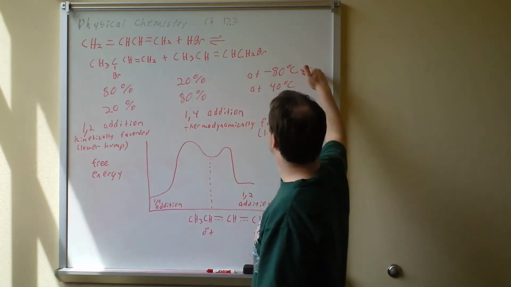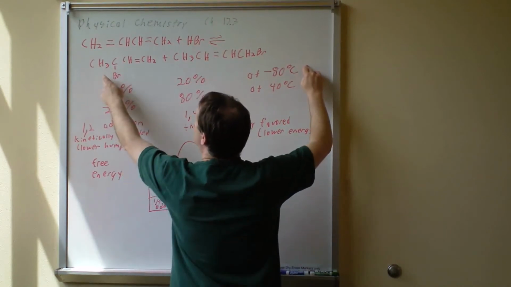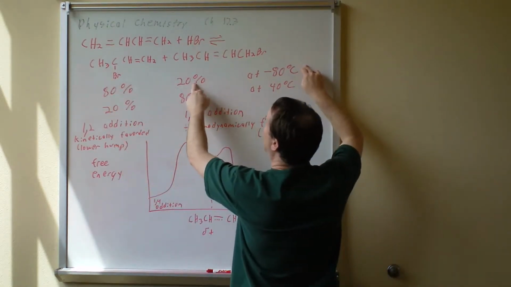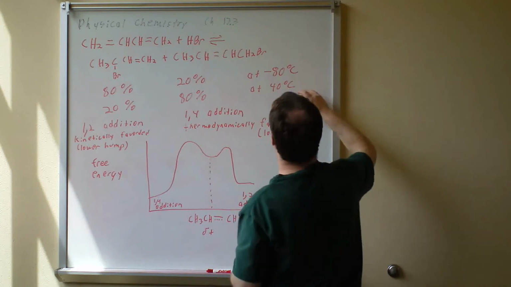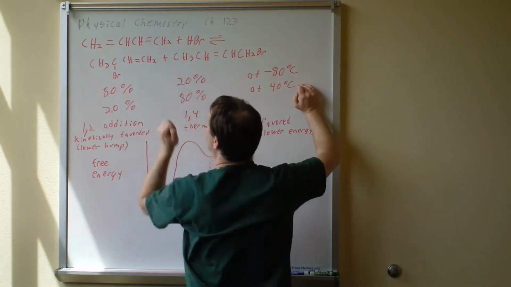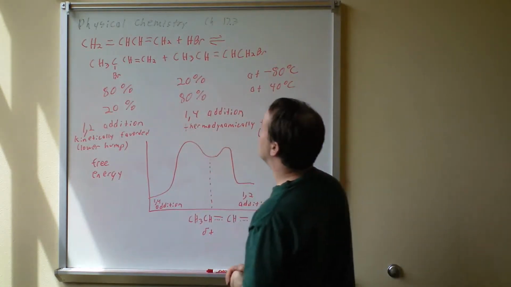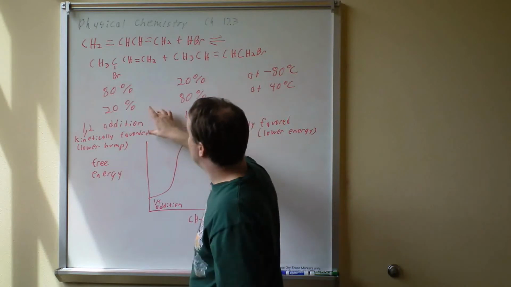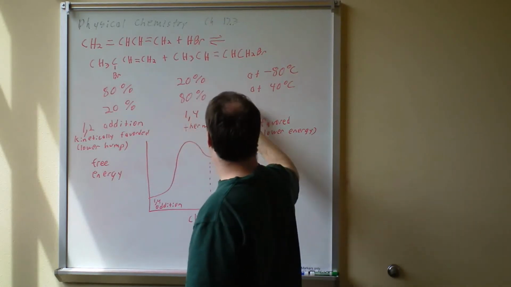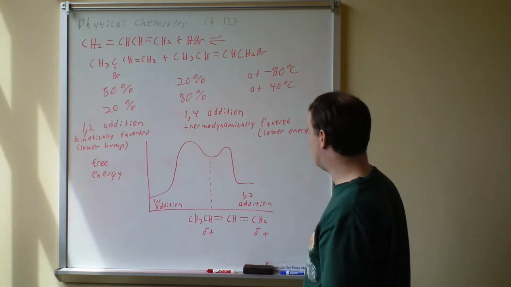Now you'll notice at negative 80 degrees, you're going to have almost 80% 1,2 addition and just 20% 1,4 addition. But at positive 40 degrees Celsius, you're going to have 20% of the 1,2 addition and then 80% of the 1,4 addition. Now, what that tells us is the 1,2 addition is kinetically favored and the 1,4 addition is thermodynamically favored. Now, how is that possible?